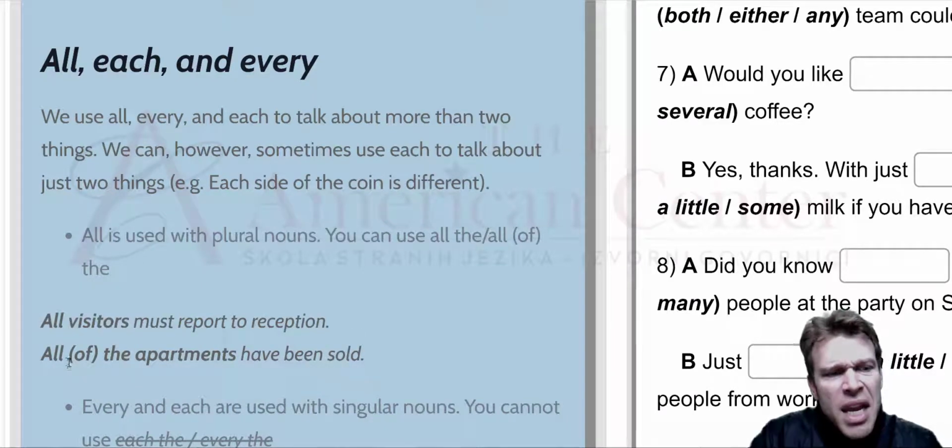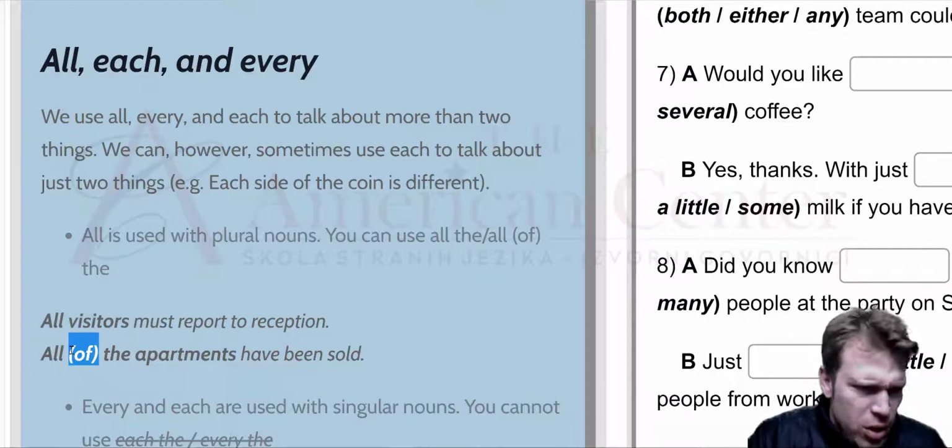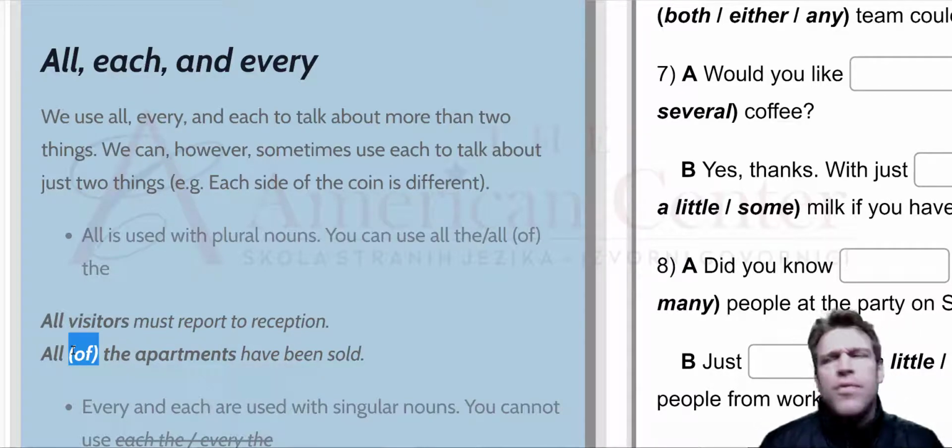And we also use of a lot after all. All of the apartments. This is like a genitive form.